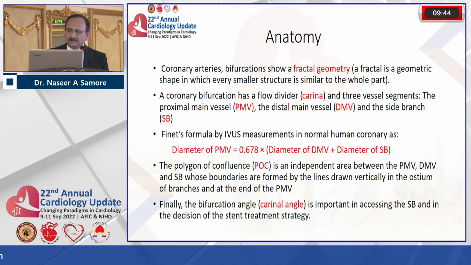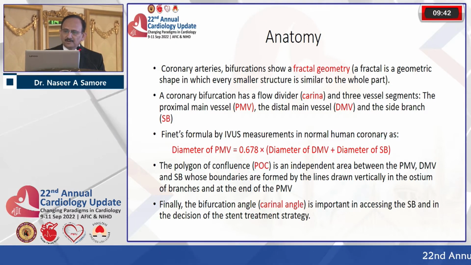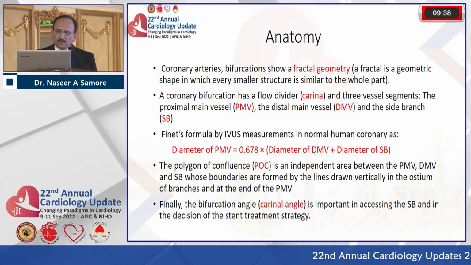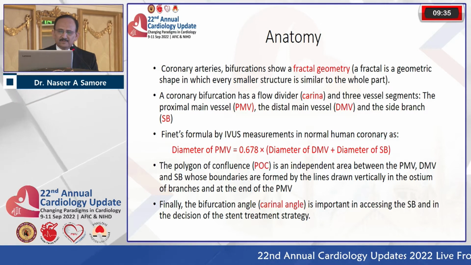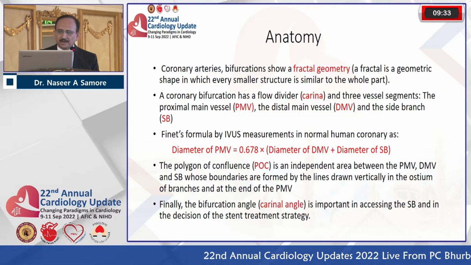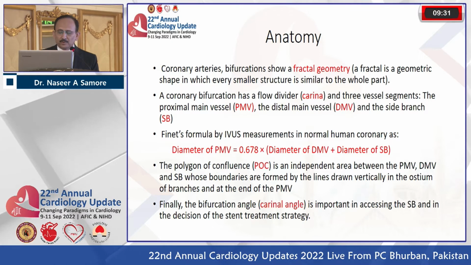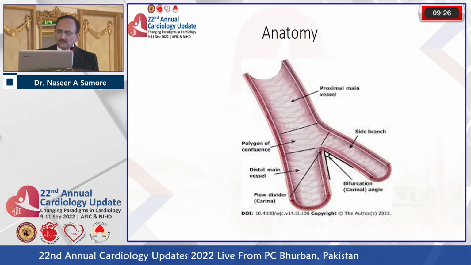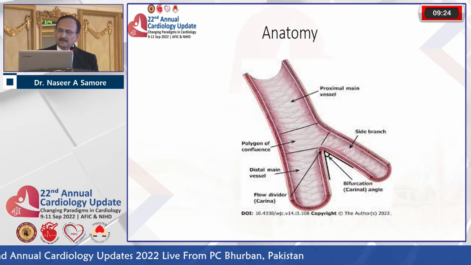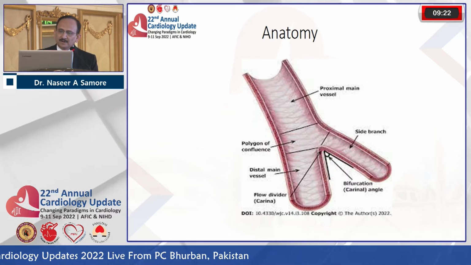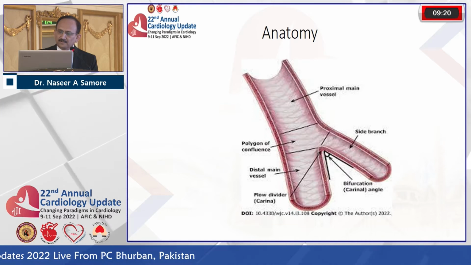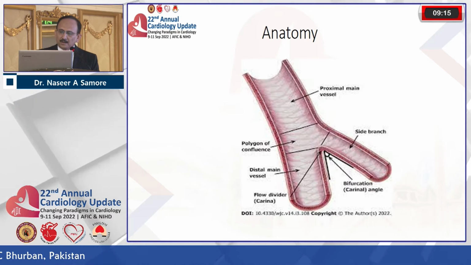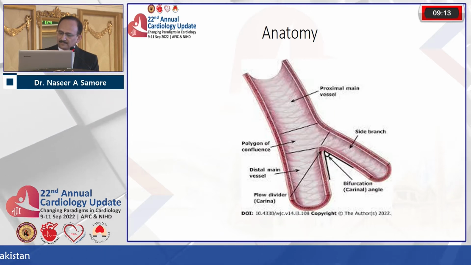There are certain factors. It has fractal geometry, and there are various components of a bifurcation, which are the proximal main vessel, the distal main vessel, the side branch, the carina, and the POC, which is the polygon of confluence. Here you can see all those components: proximal main, distal main, side branch, polygon of confluence, the bifurcation angle, which is the angle of the carina, the carinal angle, and the carina itself.